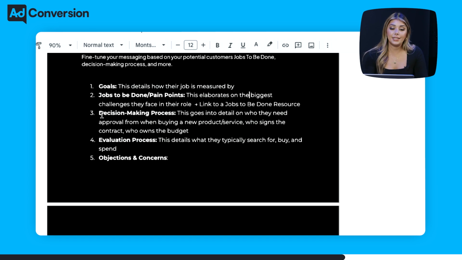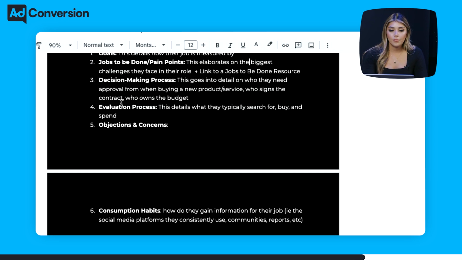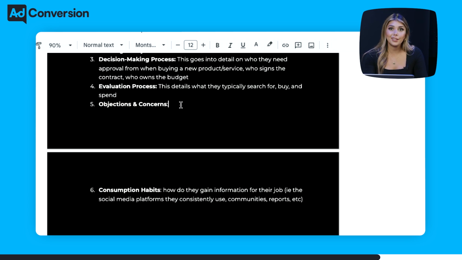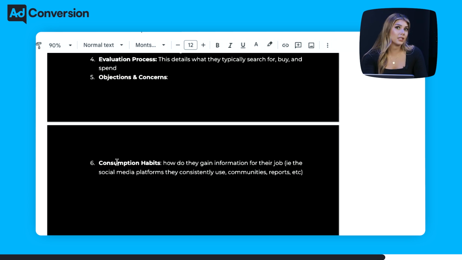The next is the decision-making process. This is just going to go over how they make decisions, who needs to approve what product and service is being bought, and who signs the contract. Next is the evaluation process. This details what they typically search for, buy, and spend. Next one is objectives and concerns. List those out. And the last one is the consumption behaviors.